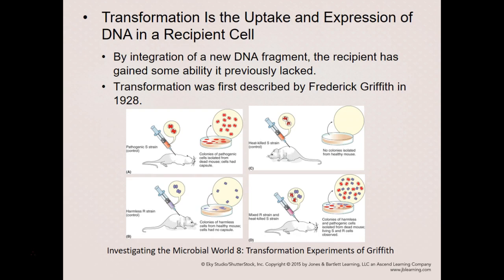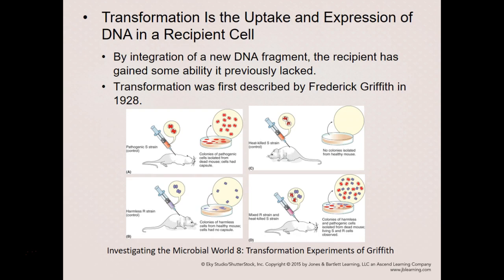And what he noticed was when he would infect rats with the smooth streptococcal bacteria, the rats would get a streptococcal infection and they would die. And when he looked at their blood, he noticed that there were smooth streptococcal bacteria that he could isolate from the rat.